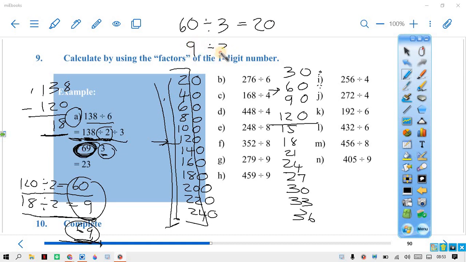What is 9 divided by 3? 3. So my final answer is how much? 23. And that's how they got 23. It looks so complicated because there's so much happening on the board. Let me do B with you now from scratch and you'll see how to do it. Okay. Let me clear this all off.